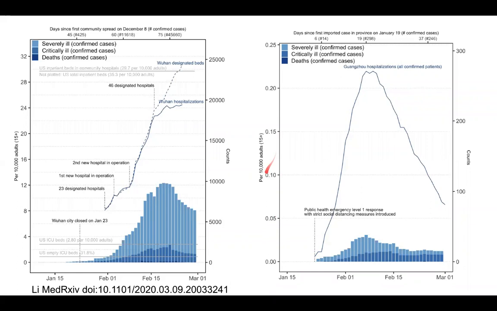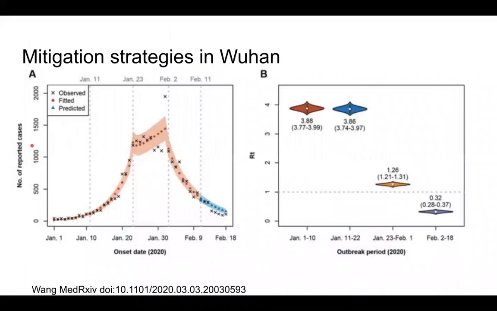And during the peak in Guangzhou, there were 15 patients in critical condition and 38 serious, highlighting the potential importance of population-wide measures in controlling healthcare load. This is another preprint that looked at transmission dynamics during four time periods in Wuhan.